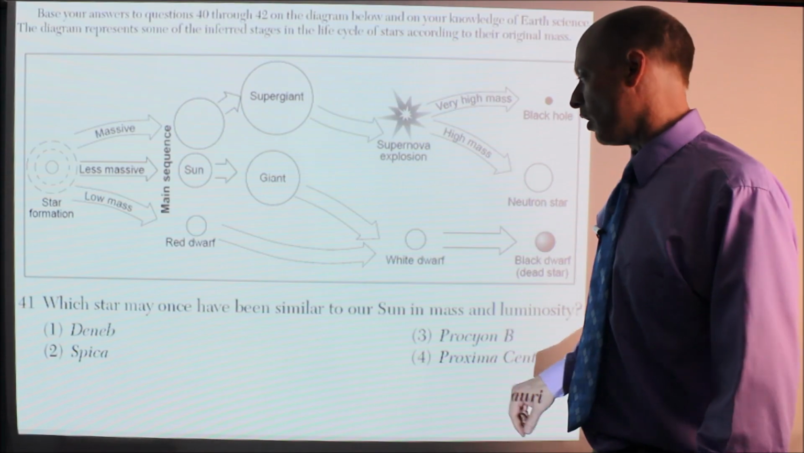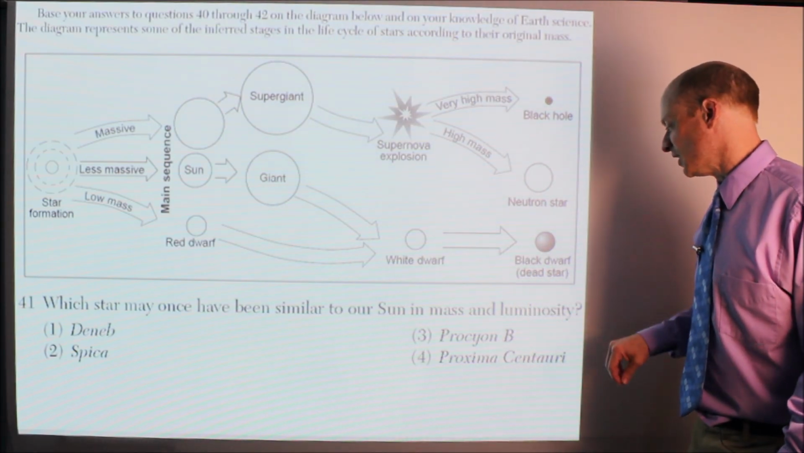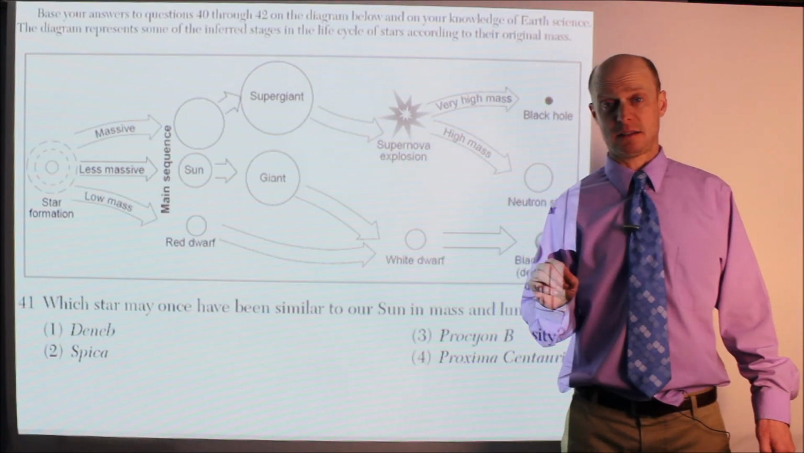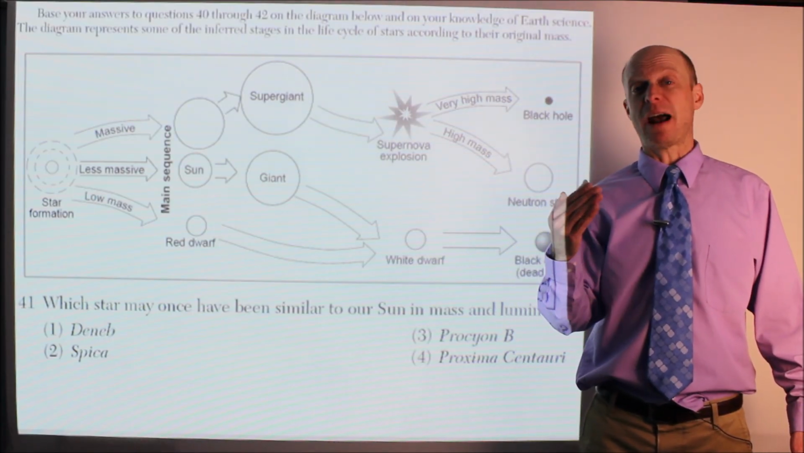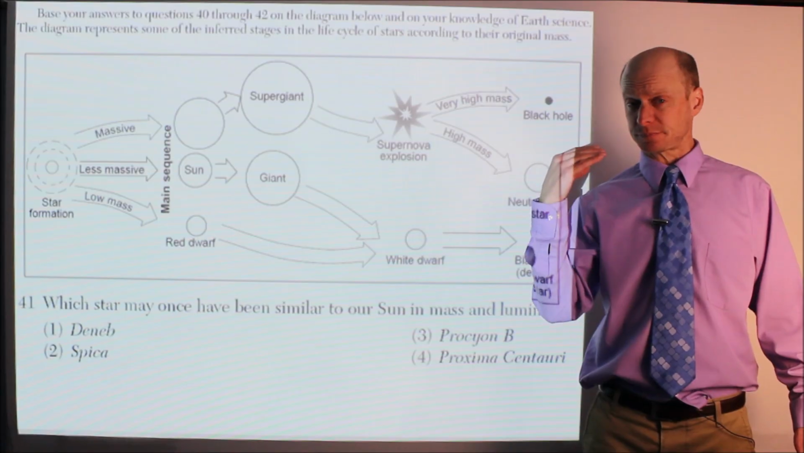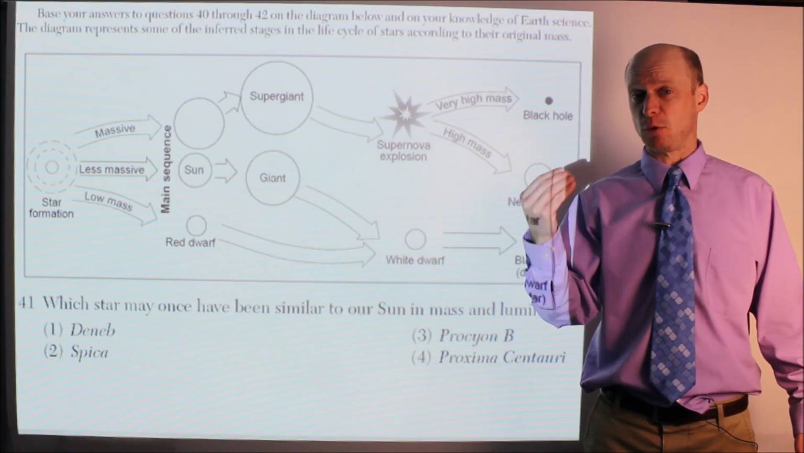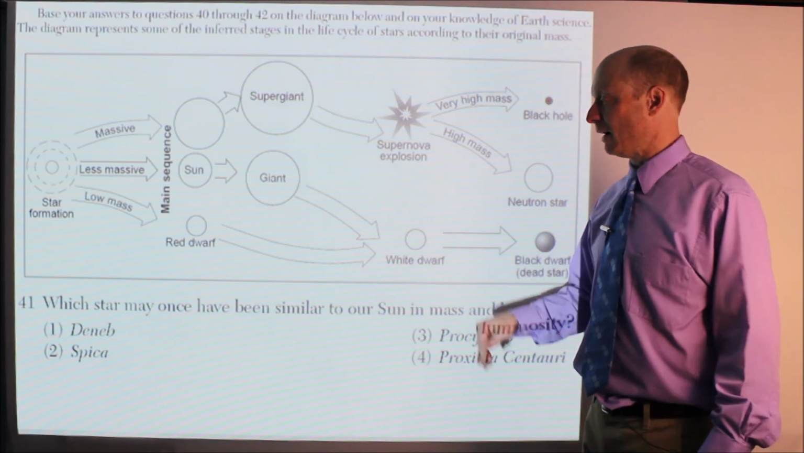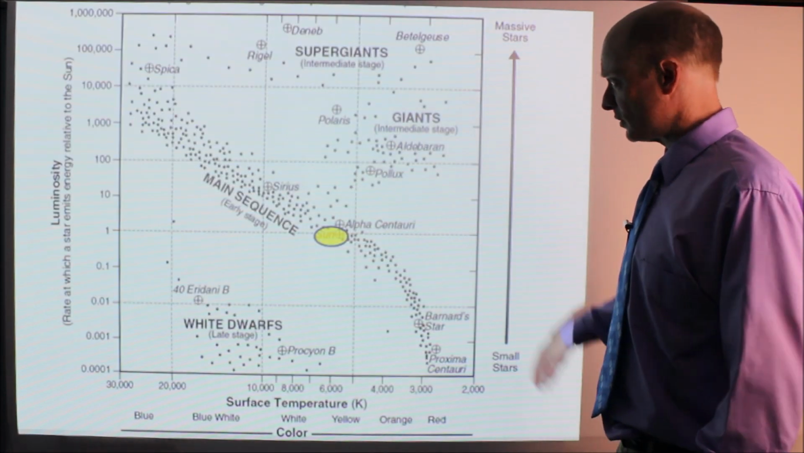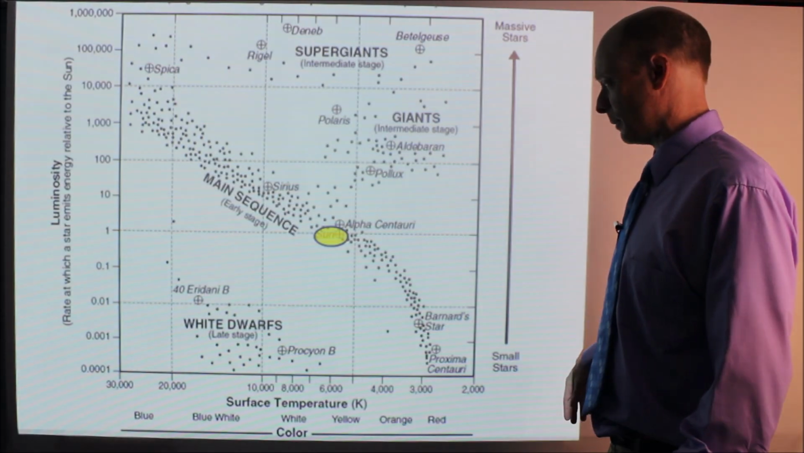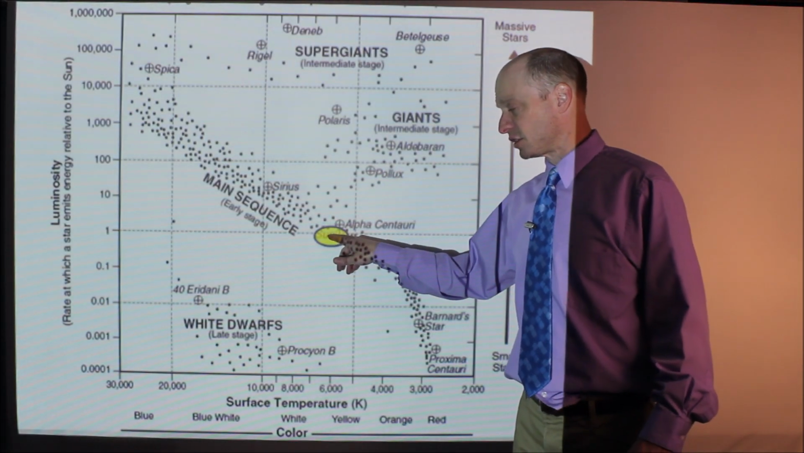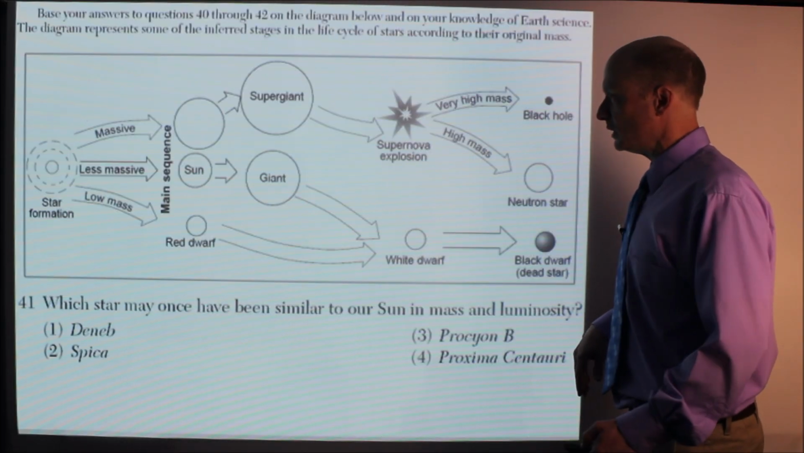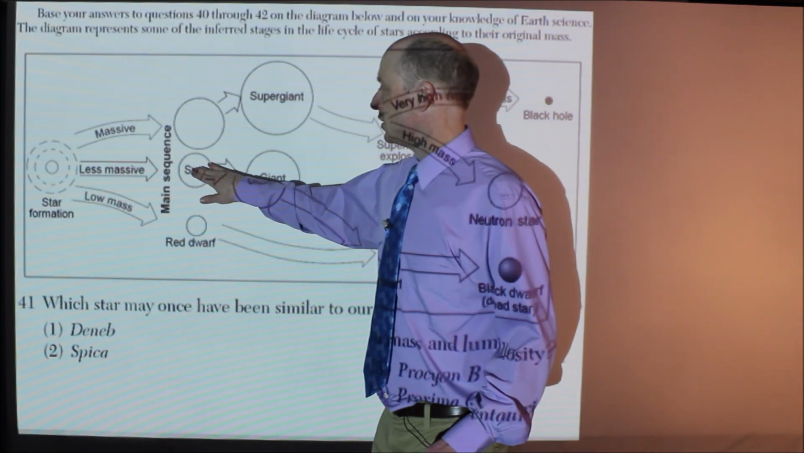41. Which star may once have been similar to our sun in mass and luminosity? Luminosity means how bright it is. Really, if you could correct so they're all the same distance away, how bright they would be. That's what luminosity is. And this is all about the reference table. So you need to go to page 15 of the reference table, the star chart. Our sun is right there.